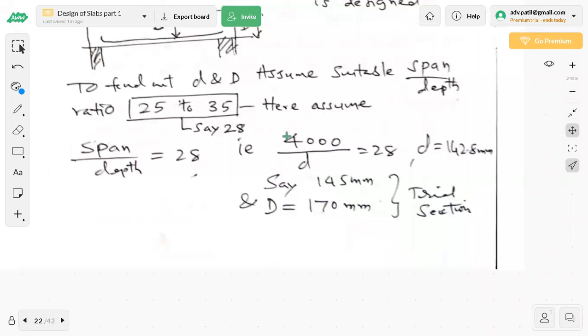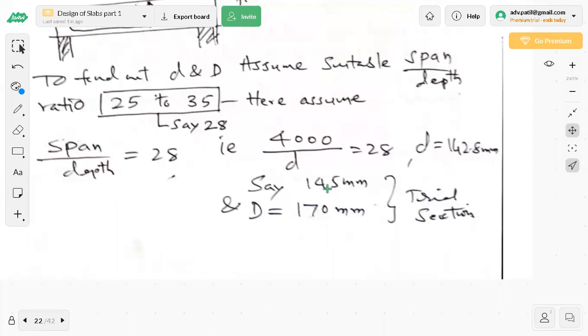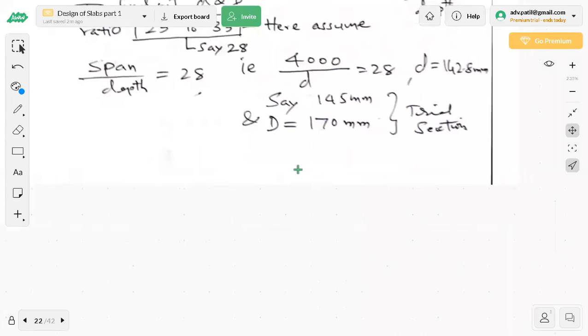So 4000, the smaller dimension out of 5 by 4, 4 is less, the smaller one. So 4000 by D is equal to 28. From this, D is 142.8. It is rounded off to 145 here. So I am having small d 145, capital D 170. So this has already been discussed.